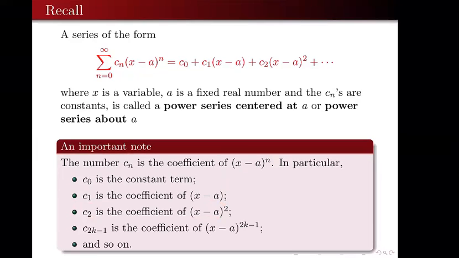And then c sub 2k minus 1. So the subscript is 2k minus 1. This should be the coefficient of x minus a to the power 2k minus 1. The subscript corresponds to the power of x minus a.